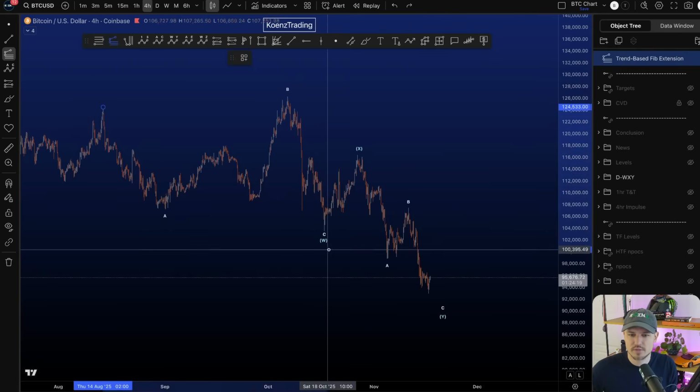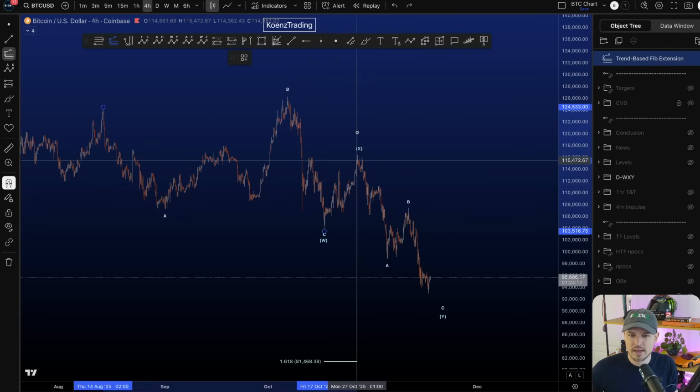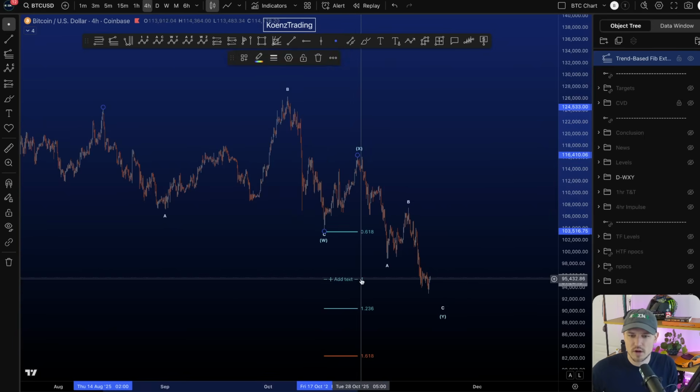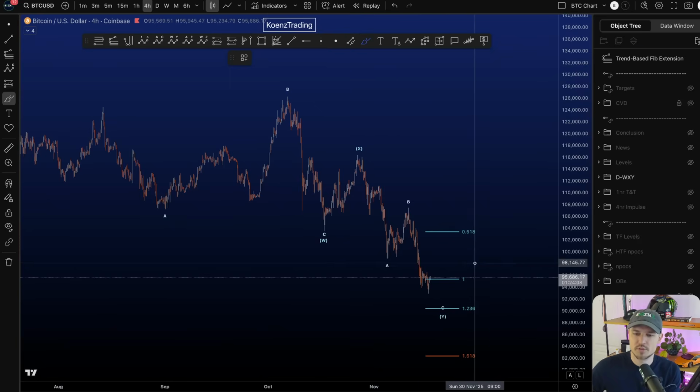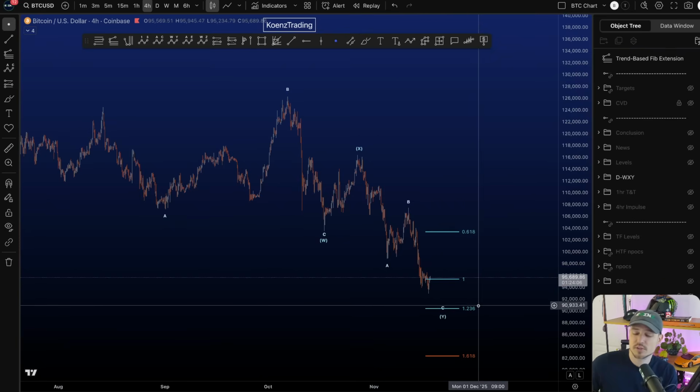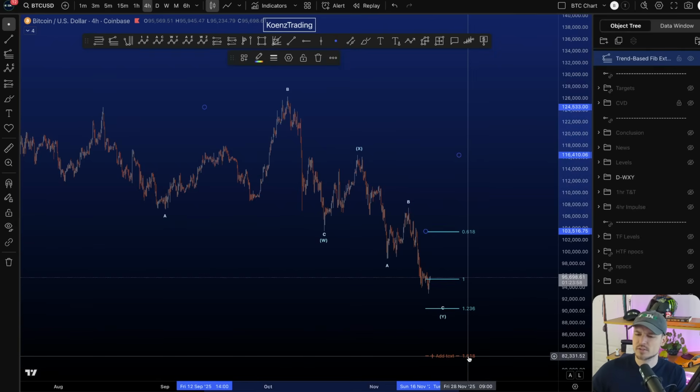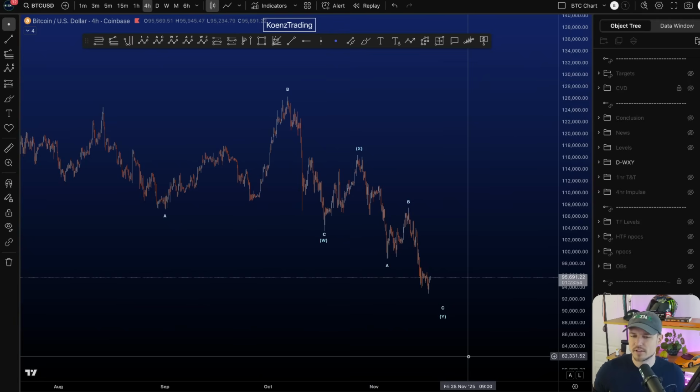If I take a trend-based sub-extension from the start of W, end of W to the end of wave X, and I toggle on the targets for a wave Y, then currently we are between the 1 and the 1.236, which is a common target for a wave Y. So that is between 95.4 and 90.4K. That is fine. The 1.618 at 82 would be very deep. That's the moment where you really start talking about different structures.